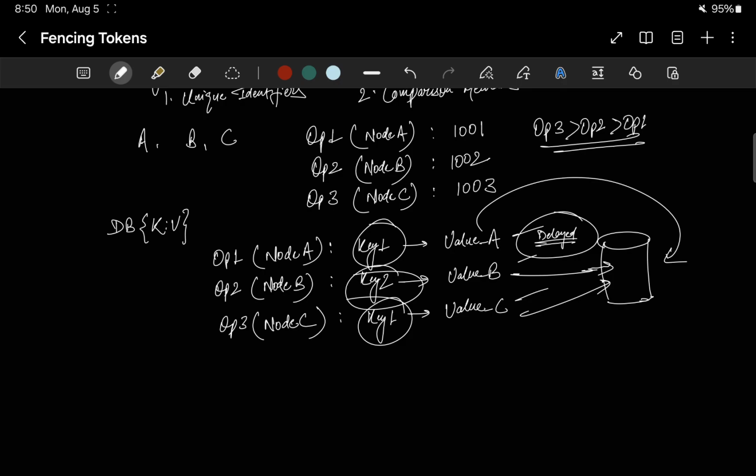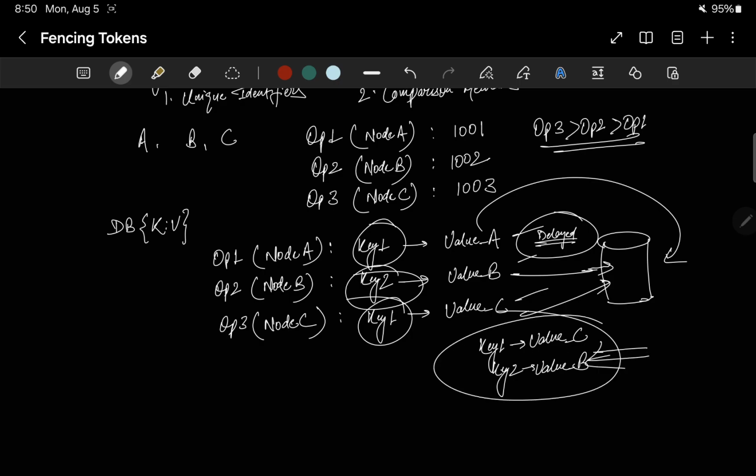So ultimately the value of key 1 will be value C and the value of key 2 will be value B, and this will be the final state of the database, even though operation 1 came later, right? I hope this explains clearly how fencing tokens work and why they are required.